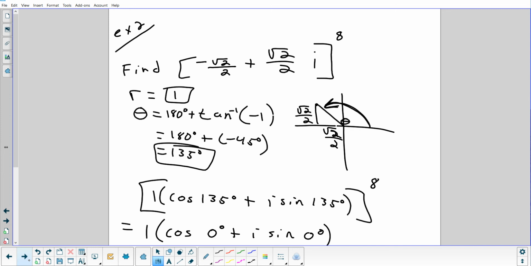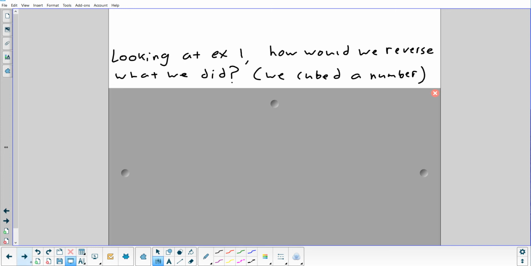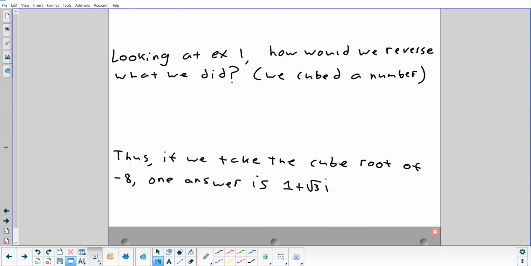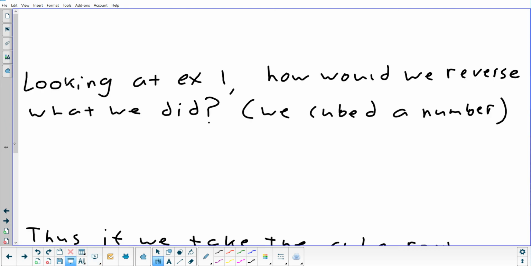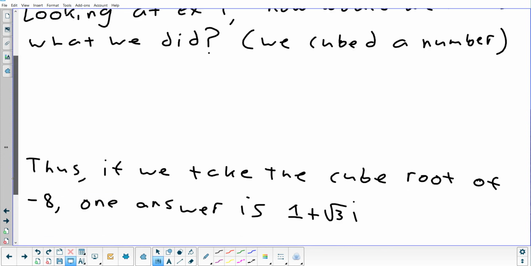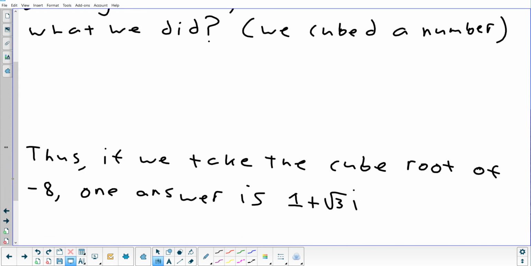Right, so that's the last thing we're going to look at. How do we do a root? So we already answered this question. This is just something I was asking you guys. How do you undo cubing something? You cube root. So in other words, if you take the answer that we got, which was -8, and you cube root it, you will get back what we started with, 1 plus root 3i. At least that's one of the 3 things that you get back.